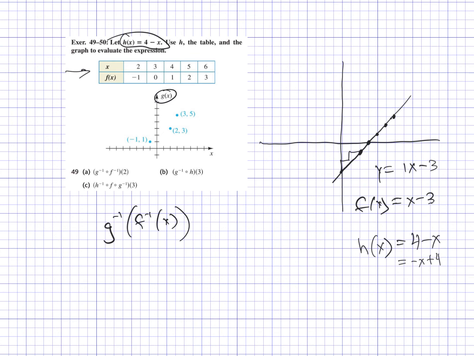And we'll do h of x in blue here on this graph. So it goes through at 4, 1, 2, 3, 4. It goes down 1 and over 1. Okay, so here we have the graph of h of x. And then g of x has these points on here. I'll do those in red. -1, 1, 2, 3, and 3, 5. Okay, so that's your g of x. This is f of x. And this is h of x.